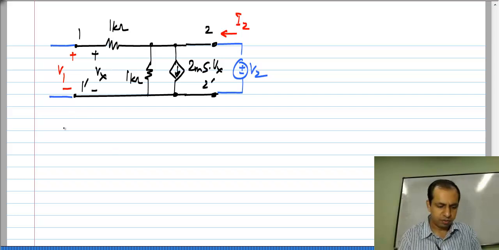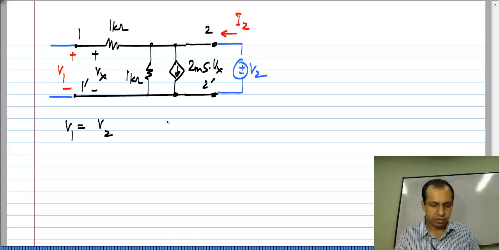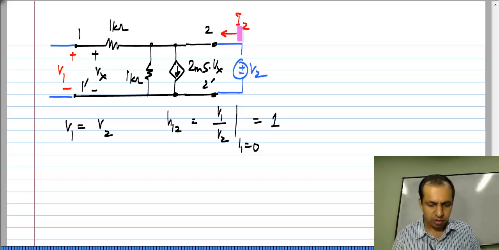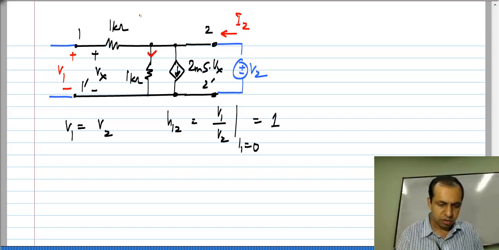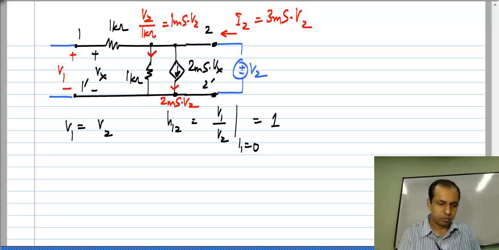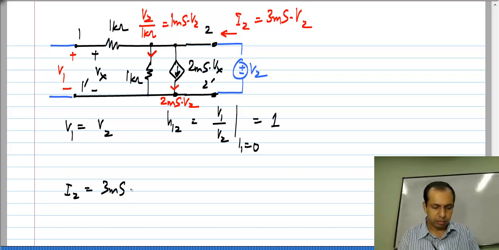So, we have V1 equals V2, which tells you that H12, which is V1 by V2 with port 1 open circuited, is simply 1. Okay. So, now we have to calculate I2. First of all, this V2 appears across the 1 kilo ohm resistor. So, we have V2 by 1 kilo ohm, or 1 millisiemens times V2 flowing through the resistor. And we also have 2 millisiemens times Vx, which is 2 millisiemens times V1, V1 is the same as Vx, which is also the same as V2. So, the current here is 2 millisiemens times V2. So, the total current I2 is 3 millisiemens times V2. So, I2 is 3 millisiemens times V2.